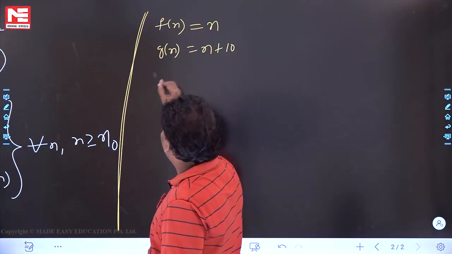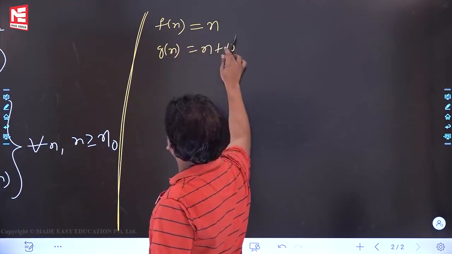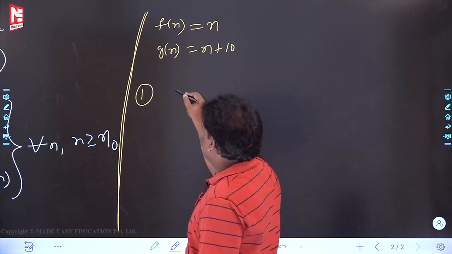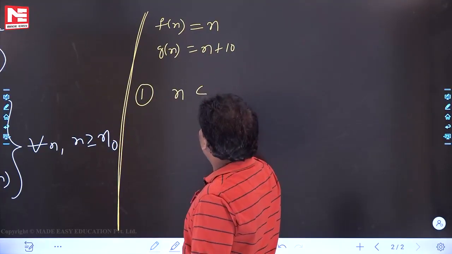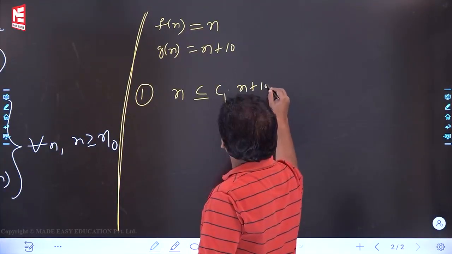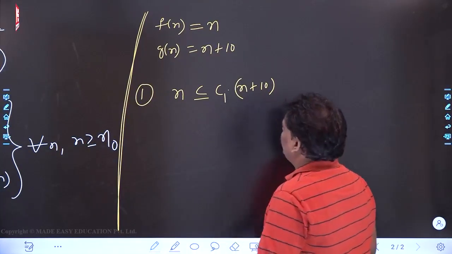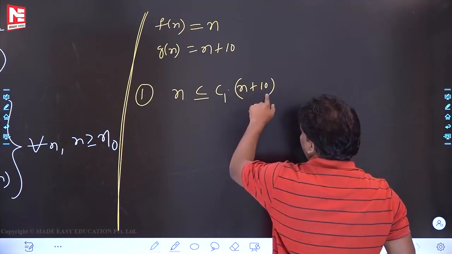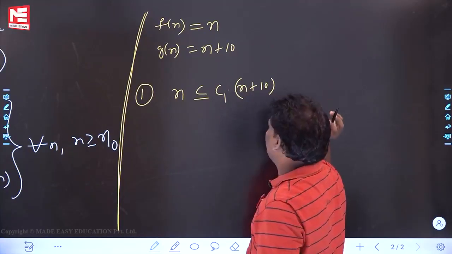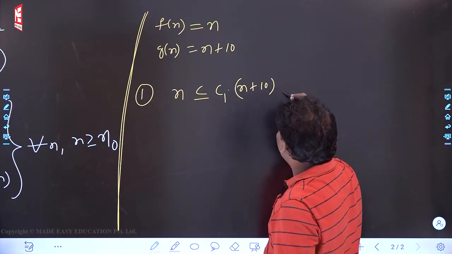Right? Now I will try the first one. f of n is equal to this, g of n is equal to this. I want to prove like this: n is less than or equal to some c1 into g of n. What is g of n? n plus 10. Right? f of n is n, g of n is n plus 10. I want to prove n is less than or equal to some c1 into n plus 10.